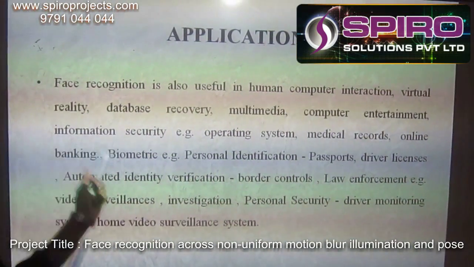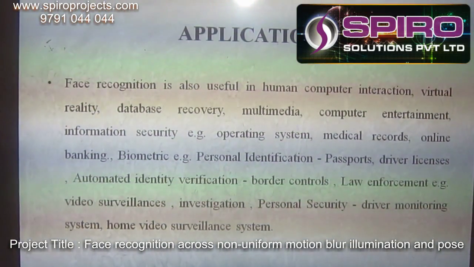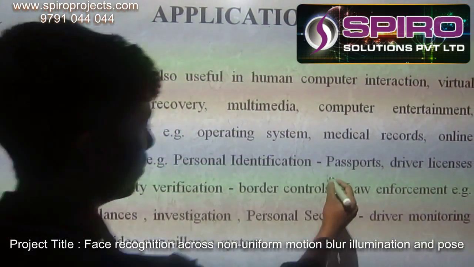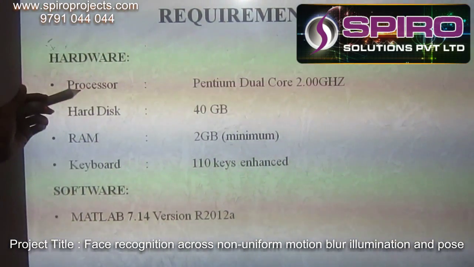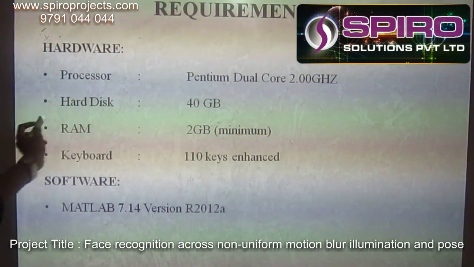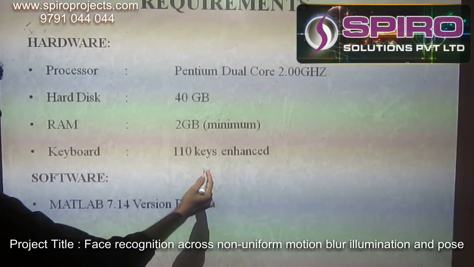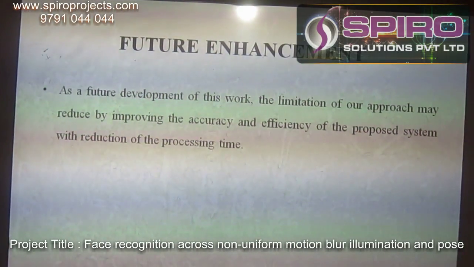There is a wide variety of applications, everywhere we require an authenticated person to use the authenticated system, right from passports to driver licenses and so on. These are the requirements for this project. It requires a normal processor of Pentium dual core, a hard disk of 40 GB, RAM of 2 GB, and a 110-key keyboard, that is known as QWERTY keyboard.